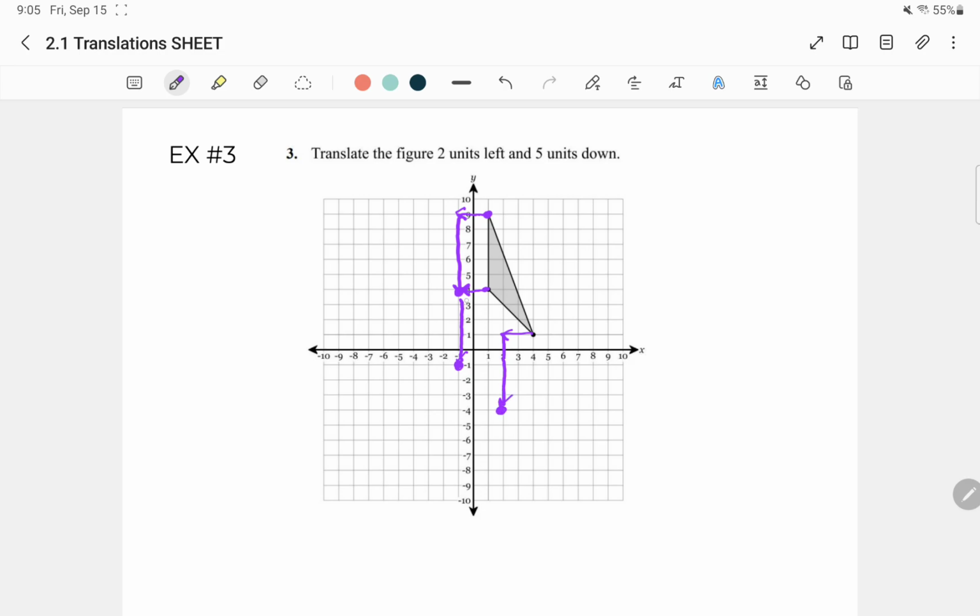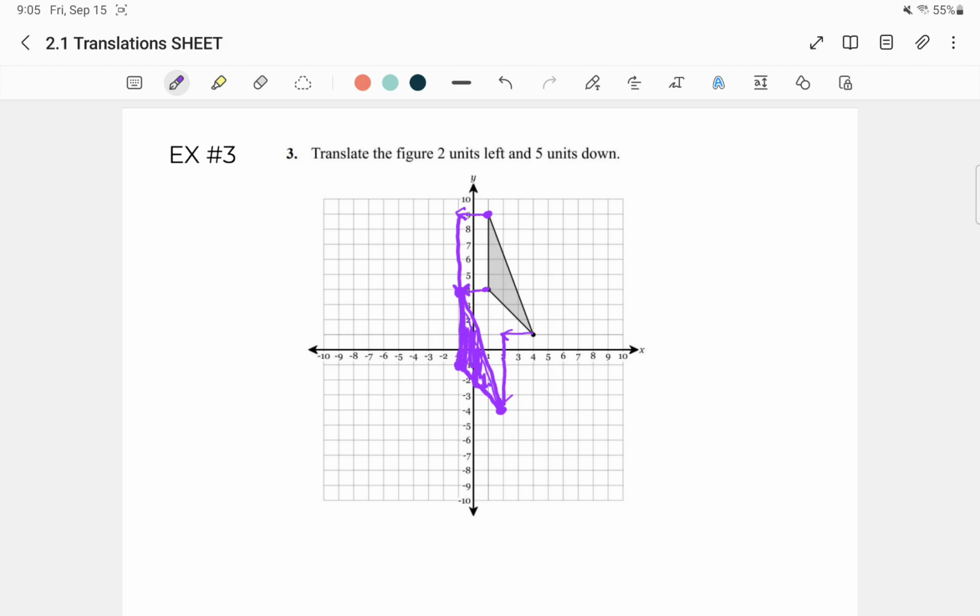So now I'm going to connect these points. So this one connects to this one, connects to this one, and then this forms that triangle. And I'm going to fill it in. You don't have to fill it in, but there's that triangle. It's been translated 2 to the left and 5 down. And that's it for example number 3.